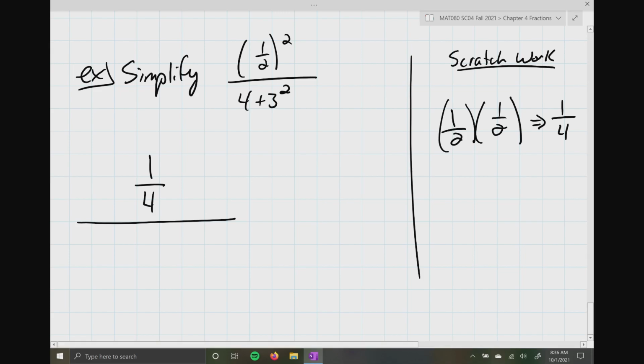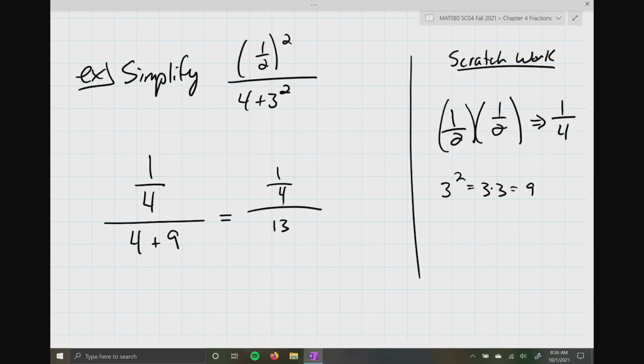Now let's worry about that big denominator, the 4 plus 3 to the second power. What do you have to do first? Exponent. Okay, so 3 to the second power means 3 times 3, which is 9. So we have 4 plus 9. So far, so good, everyone? Now, is that big denominator, the 4 plus 9, completely simplified yet? No. What can you do? Add those two together. So what's 4 plus 9? 13. And I think that was Anaya that gave us that. Good job. Excellent. So now you have 1/4 divided by 13. Am I correct?